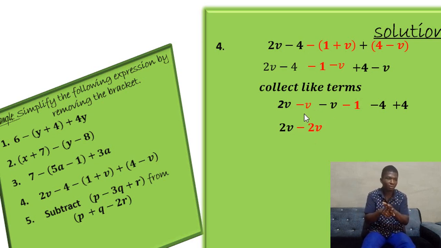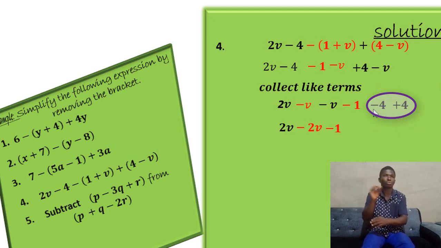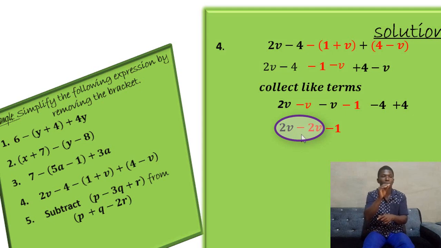Then we're having minus 1. This is a minus 4 plus 4. What do you have? A minus 4 plus 4 is 0. So everything here becomes 0. So we don't need to bother ourselves with what we have here. And this is 2v minus v. What's now our answer? 2v minus v is also 0. So we're just left with minus 1 here. So our answer is minus 1.